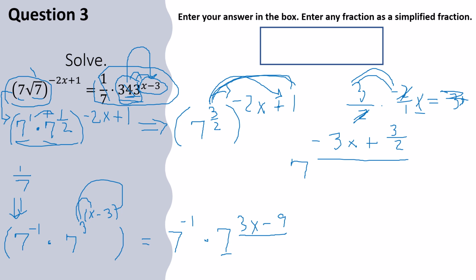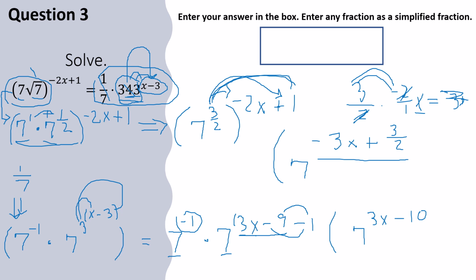Now we can go ahead and we're multiplying the same base. We would be adding these exponents. So let's just go ahead and add that negative 1 to this right here. Negative 9 plus negative 1 is negative 10. So this is 7 to 3x minus 10. All right, just double check that. 3x minus 10. All right, so this is the left-hand side.